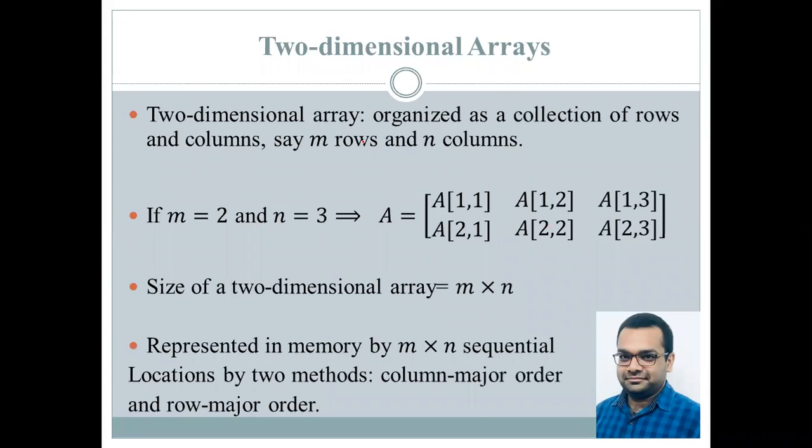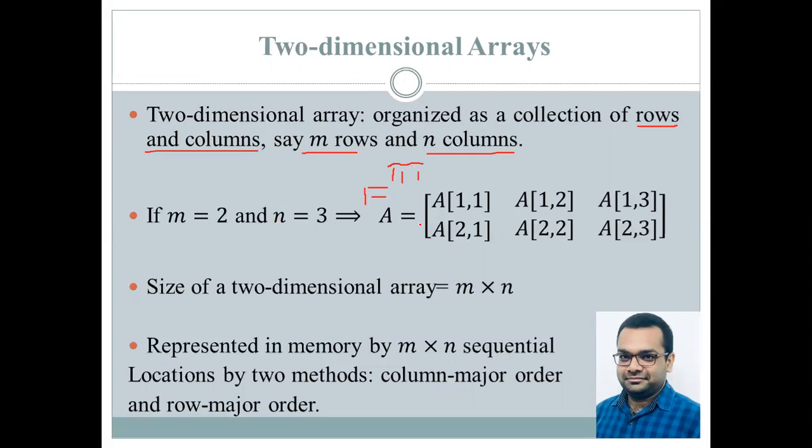This is an example of a two-dimensional array where the data values are organized in the form of rows and columns. Say suppose in a two-dimensional array there are m number of rows and n number of columns. So the organization is like this into m number of rows and along this in the form of n number of columns. An example is shown over here of an array that has 2 rows and 3 columns.